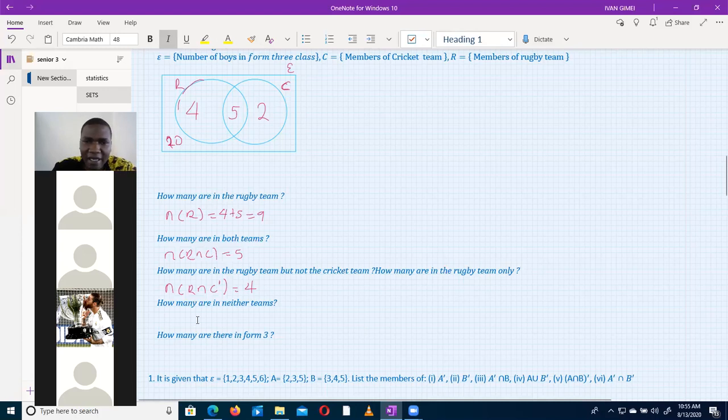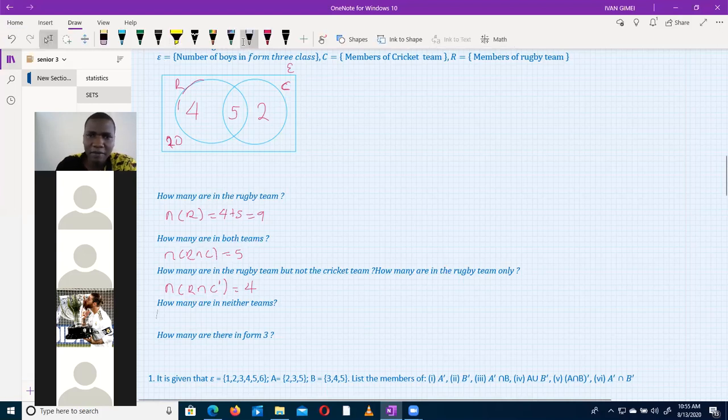Then how many are in neither team? So that means you're looking at 20. So that is 20. I'll draw the number of rugby union cricket complement. We say this is also the same as writing number of rugby complement intersection cricket complement.